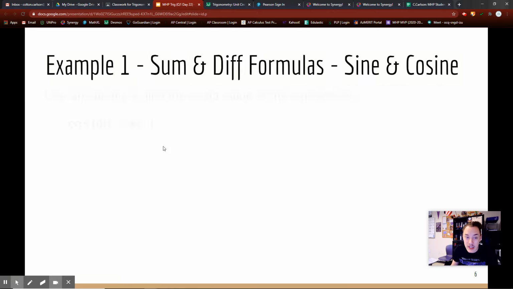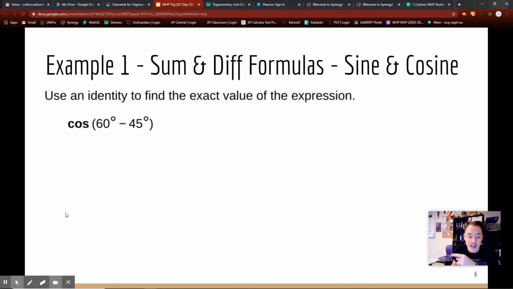Let's get started. So example 1, I want to use an identity to find the exact value. So I want to find a side length. That's what the value is. I want to find an exact value of this. Okay? So I won't do this all the time, but I will do this most of the time where I'll actually do alpha plus beta and everything. So I'll give you the whole formula.